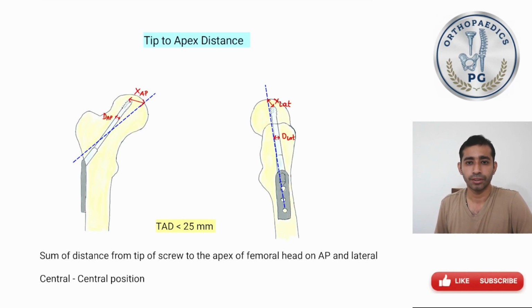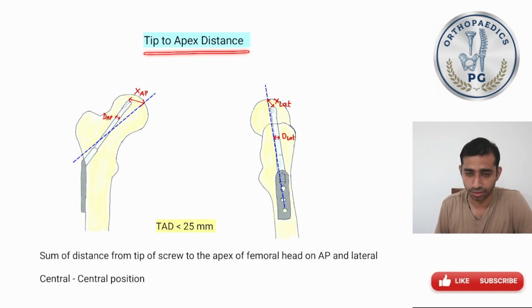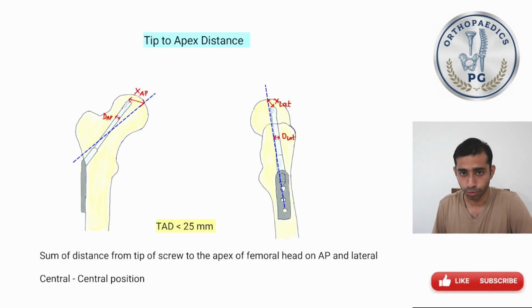Welcome everyone. In today's video, we are going to talk about tip to apex distance, which is used to assess the position of the lag screw in the fixation of intertrochanteric fractures. So, the tip to apex distance is described as the sum of distance from the tip of the screw to the apex of the femoral head on AP and lateral views.